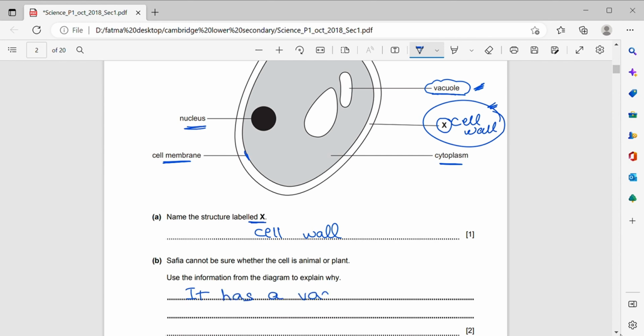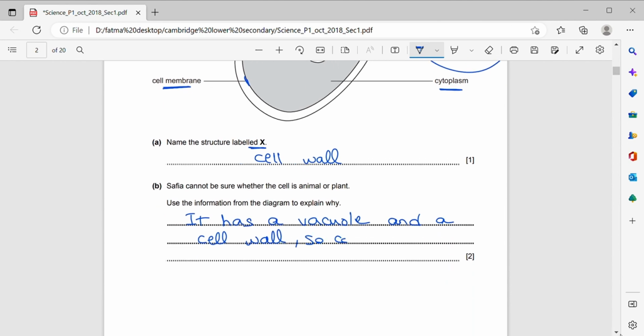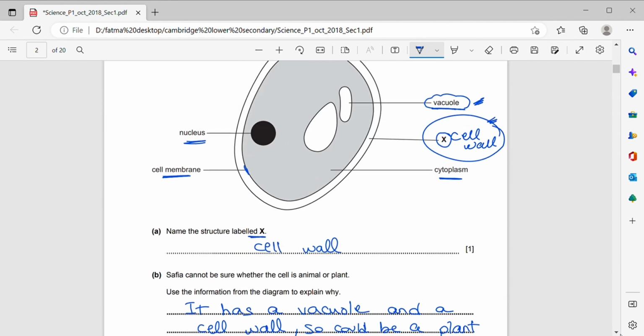a vacuole and a cell wall, so it could be a plant cell, since animal cells don't have a cell wall. Okay, so here we have cell wall and vacuole, so it's a plant cell.